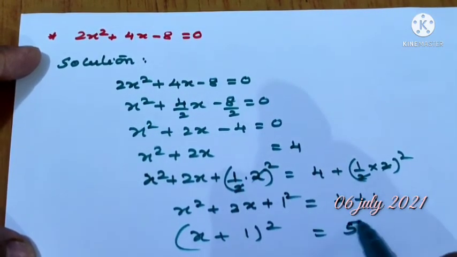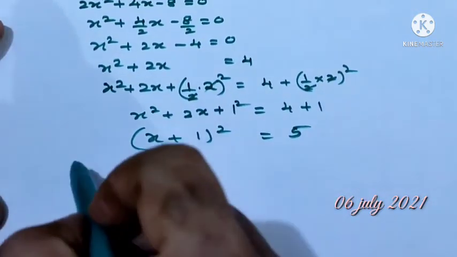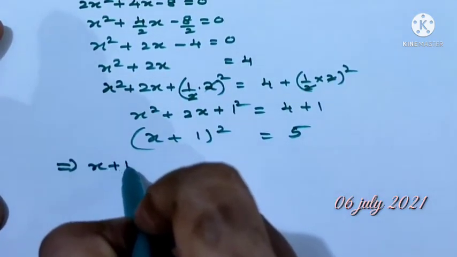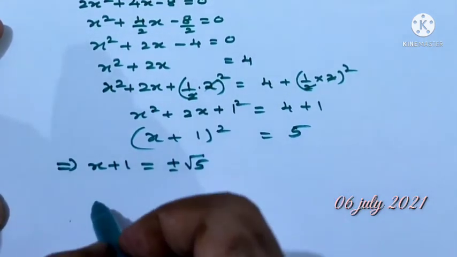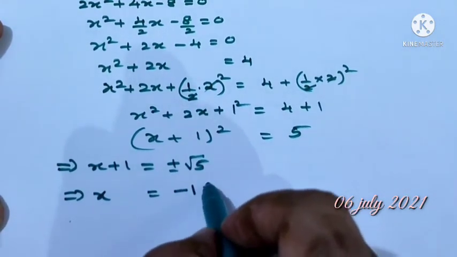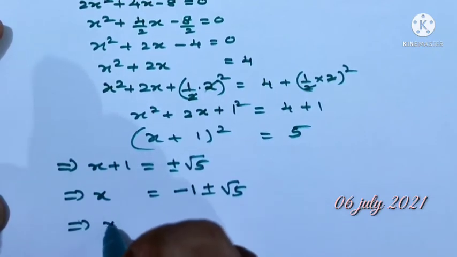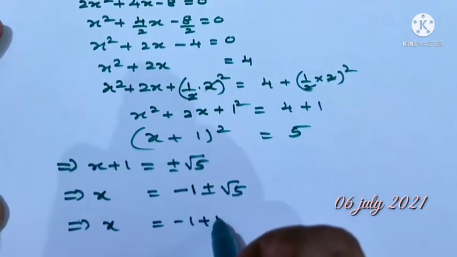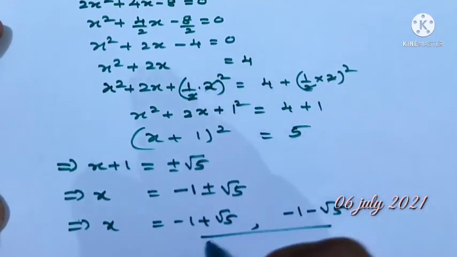Next 4 plus 1 is 5. We are not getting negative, don't confuse with the previous one. Here getting positive value only. Now taking the square root on both the side. What is x plus 1? X plus 1 equal to plus or minus root 5. So what is the value for x? X equal to minus 1 plus or minus root 5. That means x equal to minus 1 plus root 5 and minus 1 minus root 5.